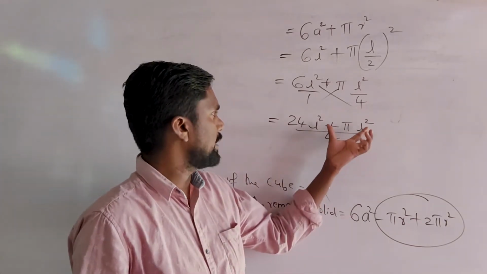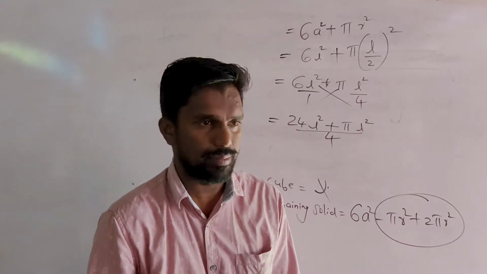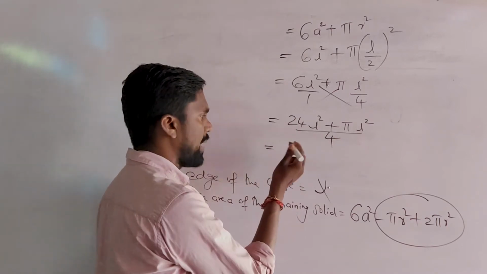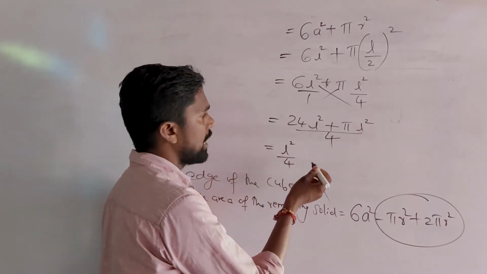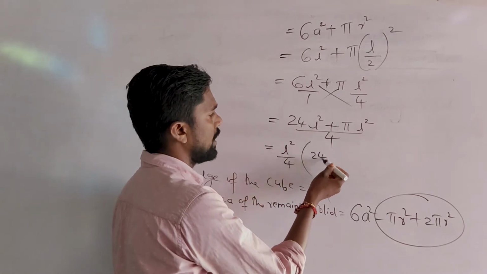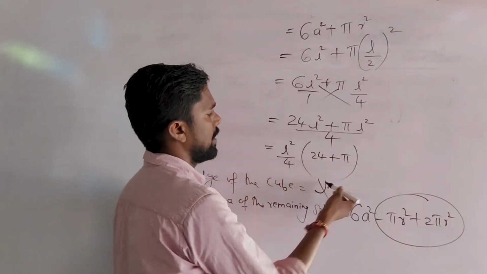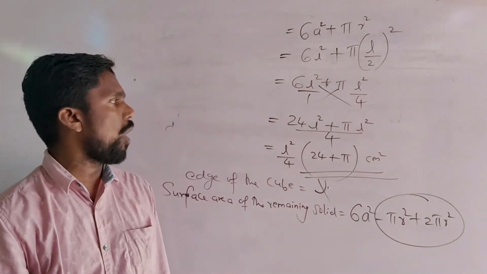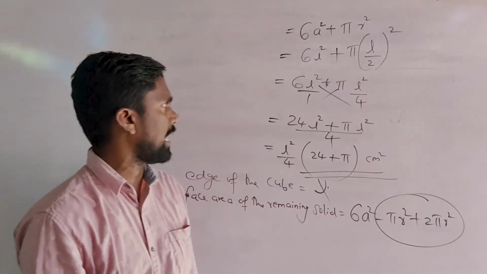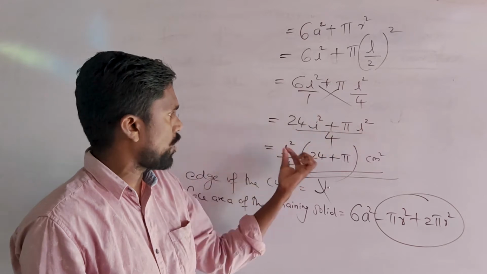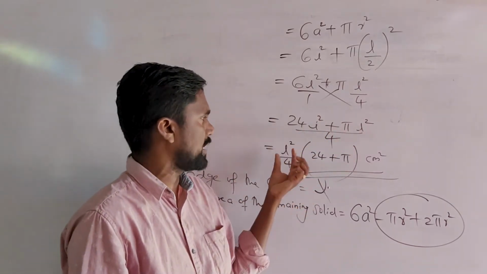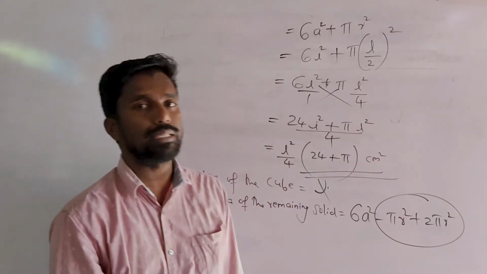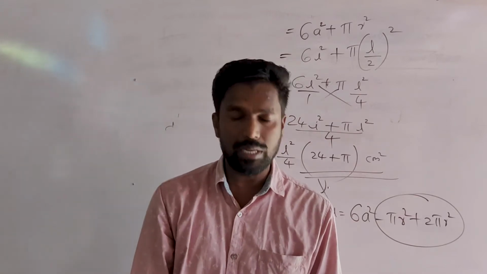That means you can take L square outside. Here L square is there, here L square is there. L square you can take outside, and by 4 also you can take outside in the denominator. L square by 4, 24 plus pi centimeter square is the surface area of the remaining solid, just like the previous problem.